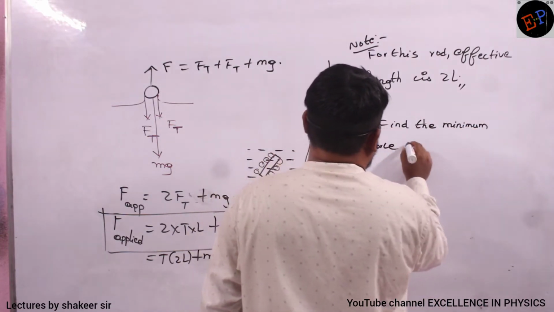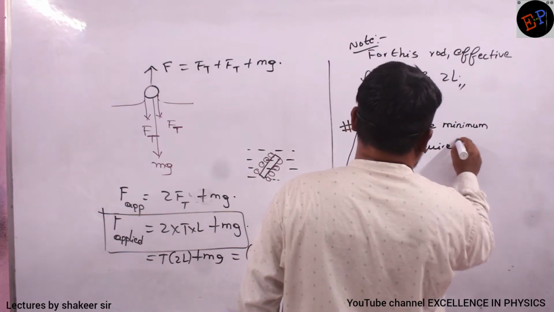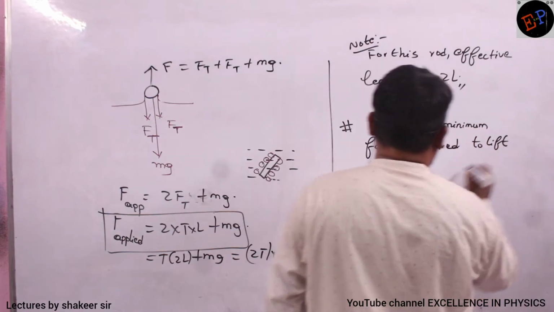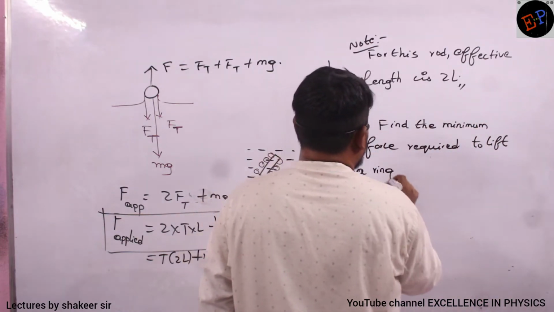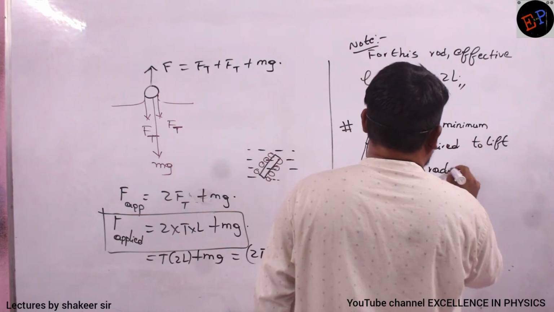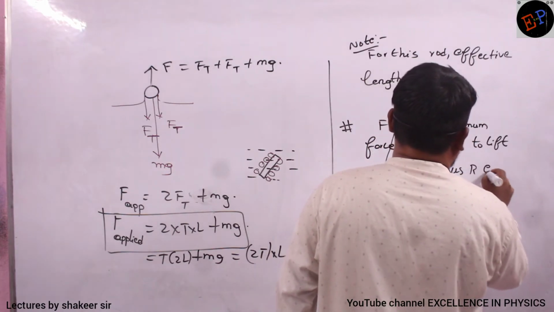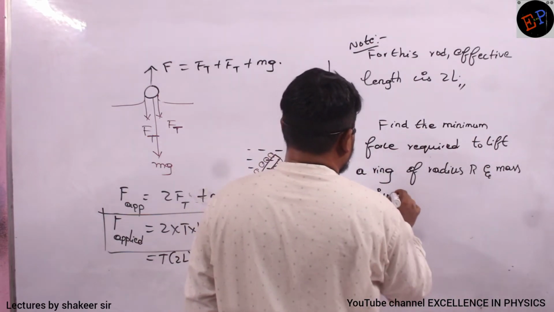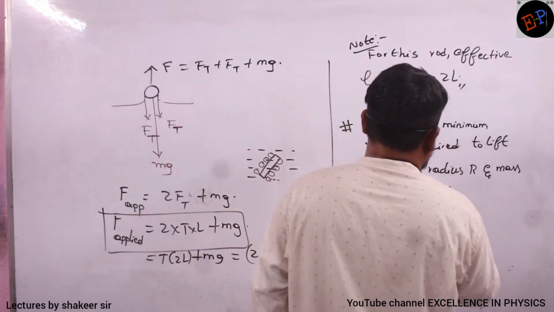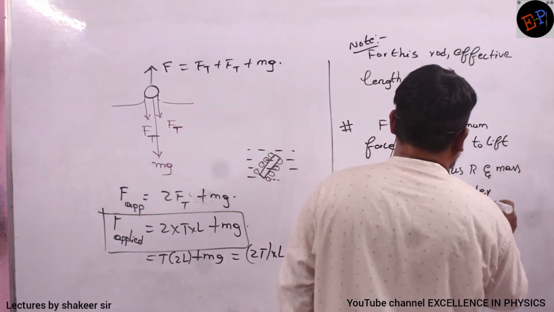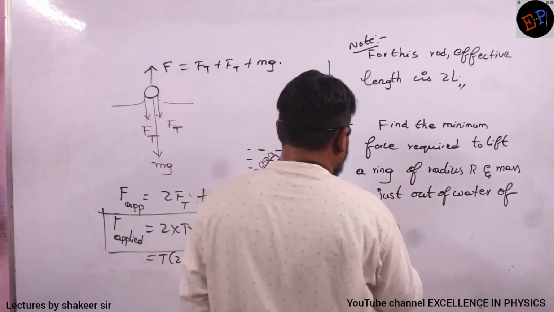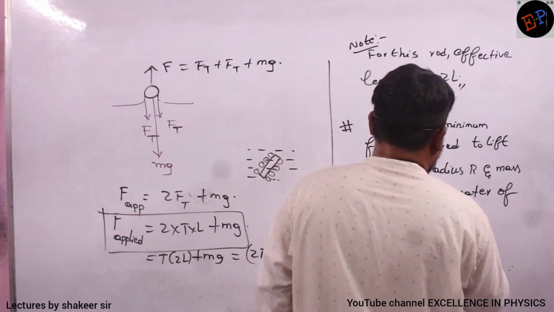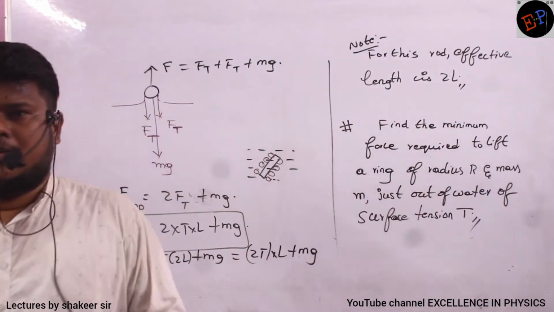Find the minimum force required to lift a ring of radius R and mass M just out of water, of surface tension T. That is the question. Try to answer it.